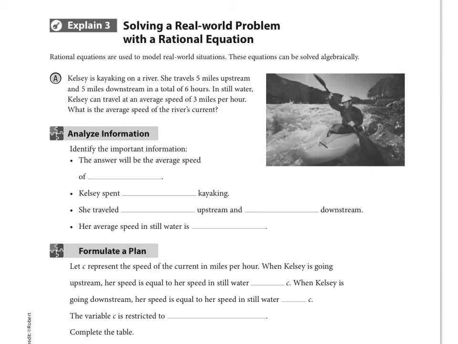So looking at page 547, we're going to solve some real-world problems where we have rational equations. So it says Kelsey is kayaking on a river. She travels 5 miles upstream and 5 miles downstream in a total of 6 hours. In still water, she can travel at an average speed of 3 miles per hour. What is the average speed of the river's current?